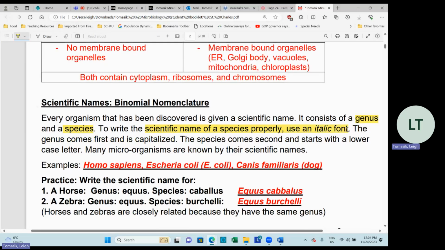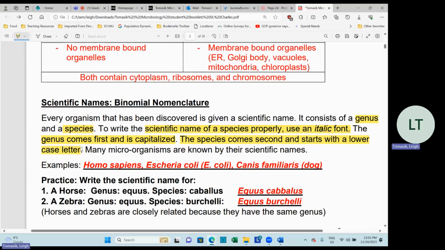When we write scientific names, in order to write them properly, to type them, we use an italic font. When you're in your word processor, there's the B for bold, the I that's sort of on a slant, that's for italics, and the U is for underline. So scientific names should be typed in italics. The genus comes first, and it is capitalized, and the species name comes second, and it starts with a lowercase letter.